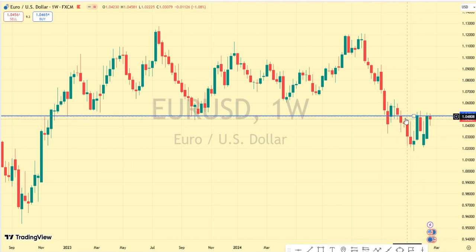So long as we see price close on this resistance level and we have a downtrend structure, which is a series of lower highs, we expect Euro USD to continue to push lower this coming week. So let's look at the daily chart of the Euro USD.